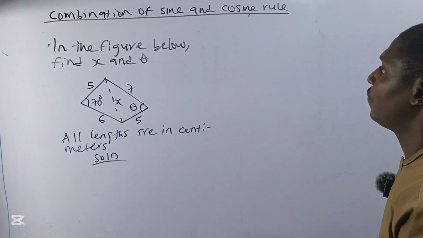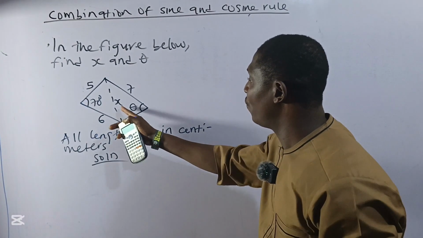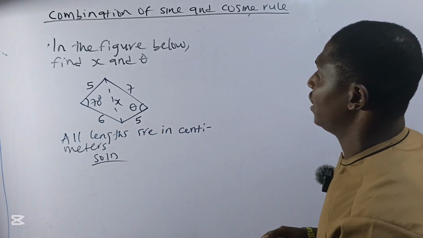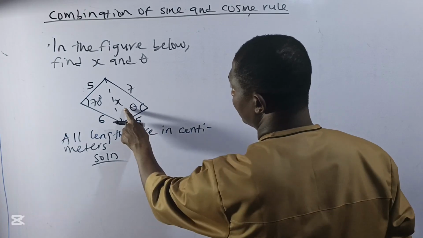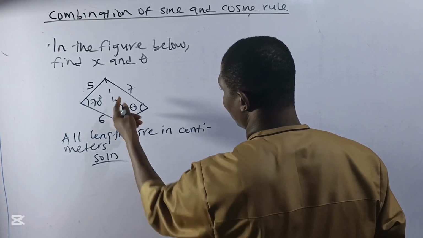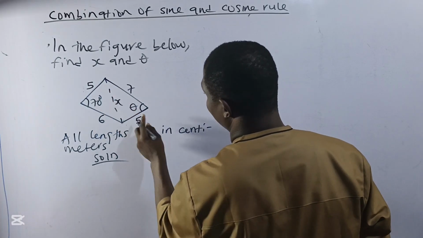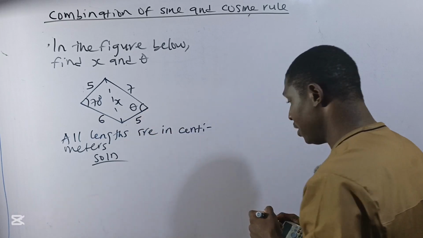We have a figure on the board and they say we should calculate the value of x and theta. And we are given some dimensions: 5, 7, 5, 6. This is theta. The broken line is the distance, the length of x, and theta is the angle subtended.